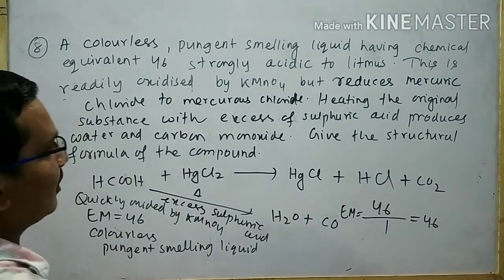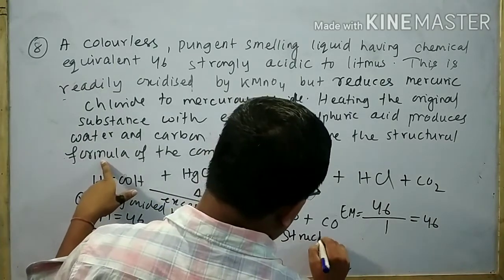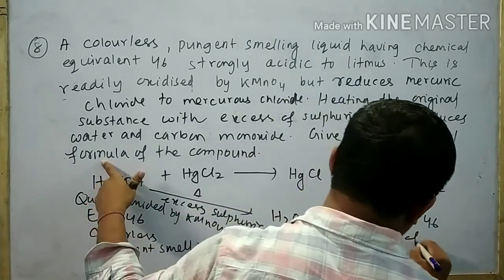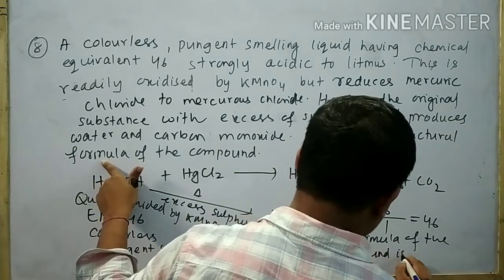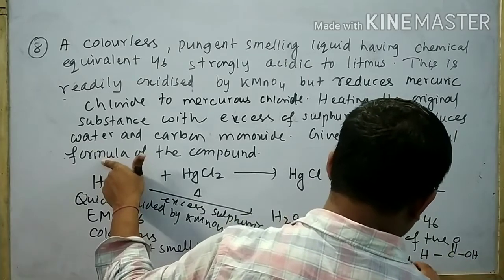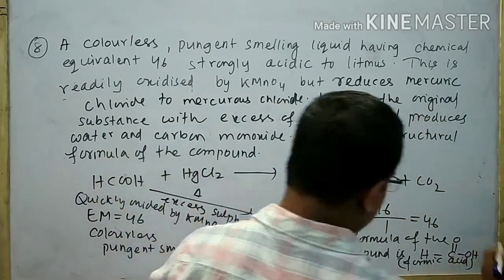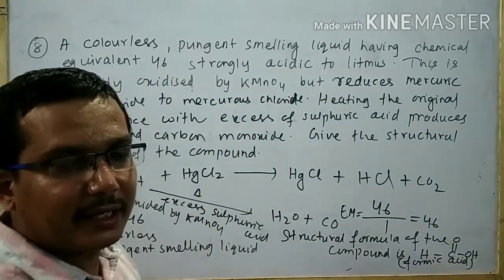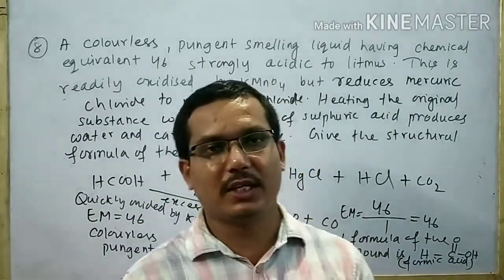So we can write the structural formula of the compound as H-C(=O)-OH. That is formic acid. This is the answer for question number 8. This is all about word conversion for carboxylic acid.